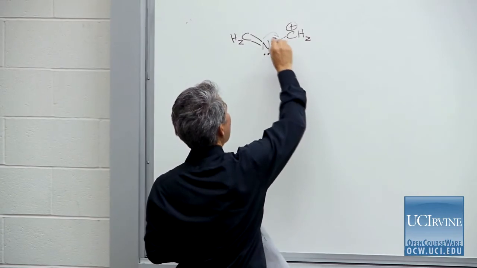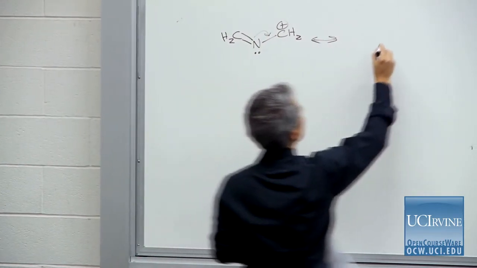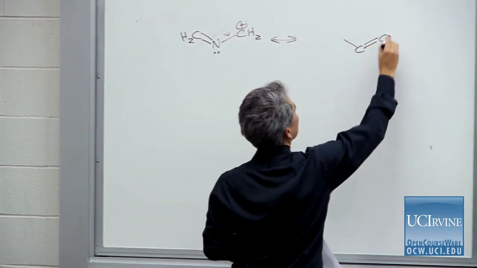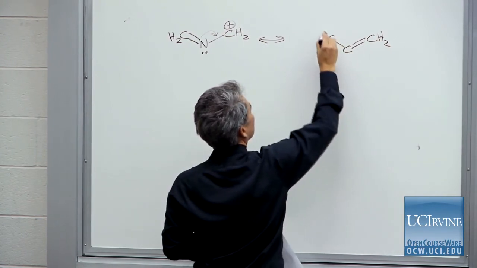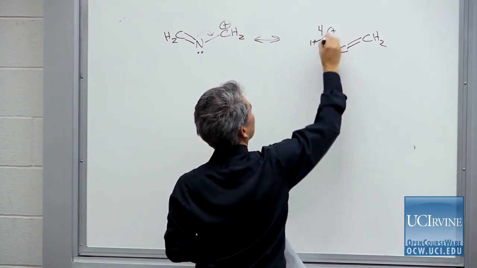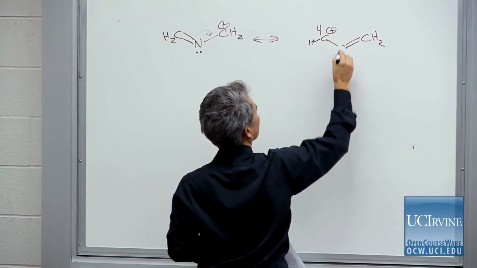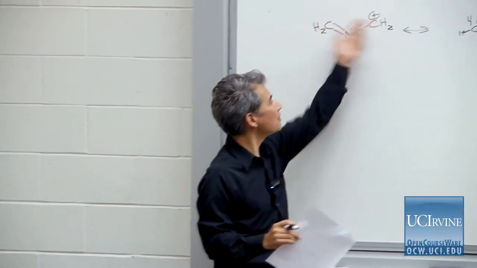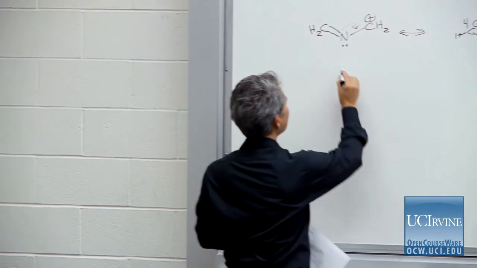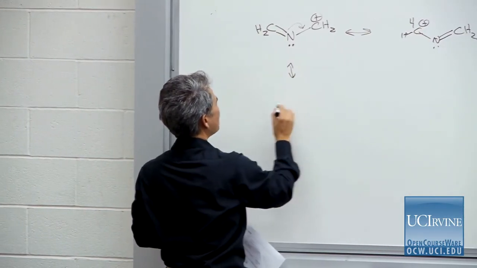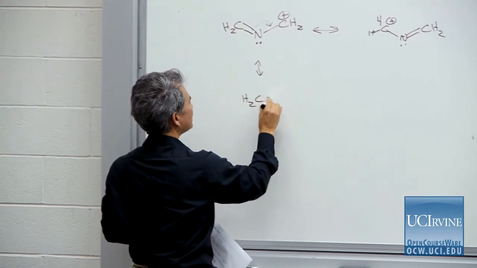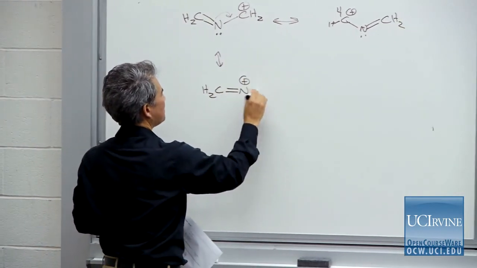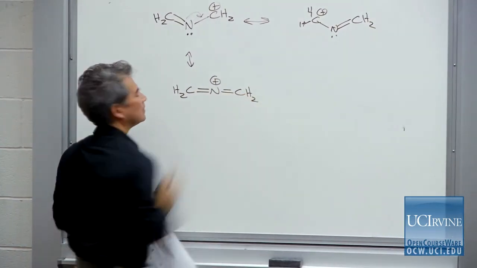Is this like an allyl cation that has this sort of allylic resonance? If so, that would mean the positive charge is distributed on both of these carbon atoms. But the alternative way of thinking about this is maybe the lone pairs donate into that, and maybe it really looks like this linear molecule that might be best represented like this.